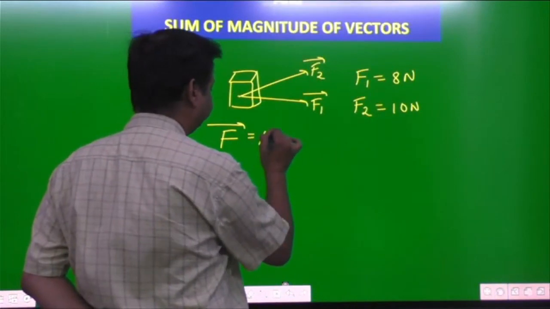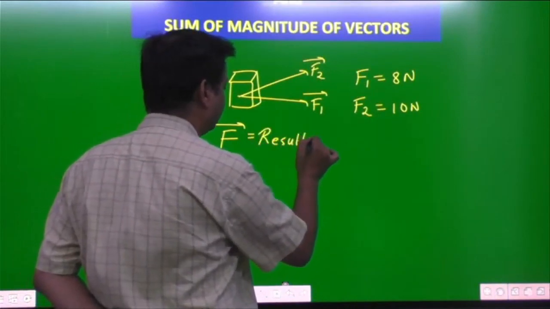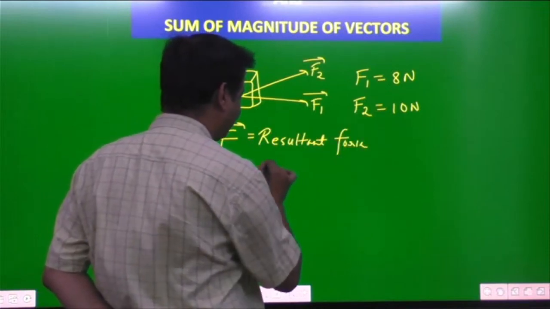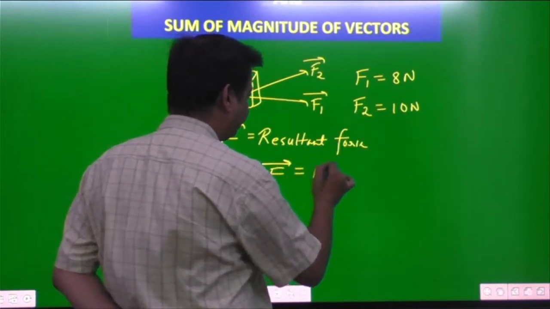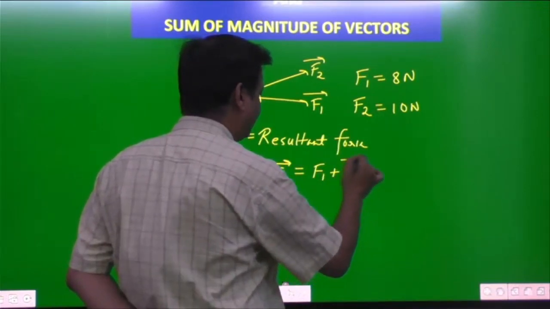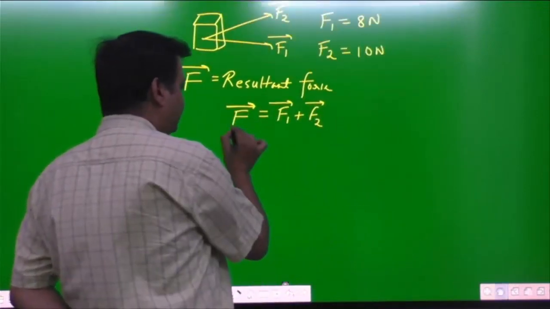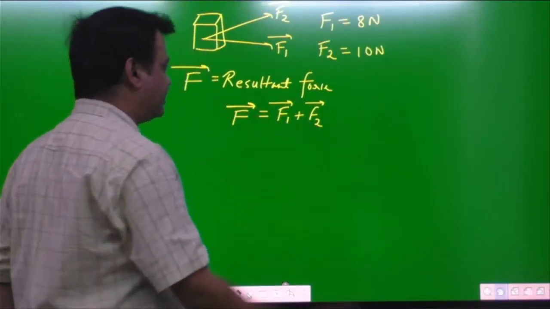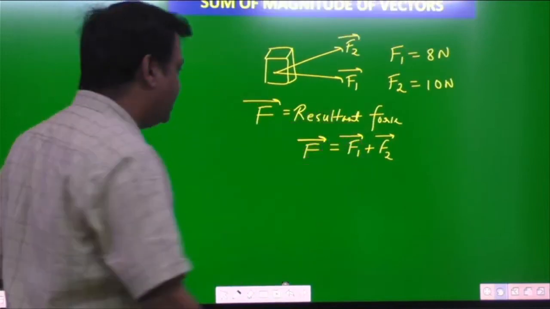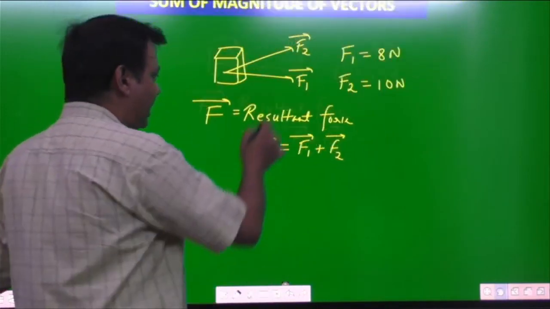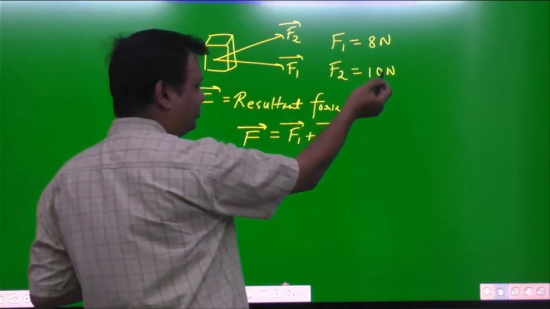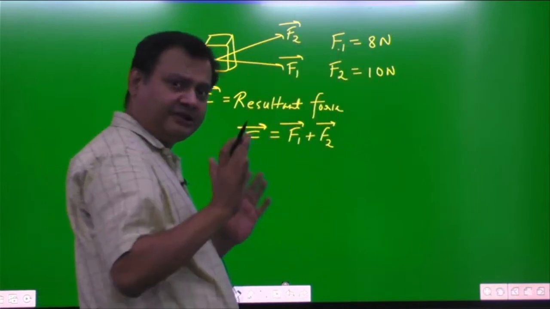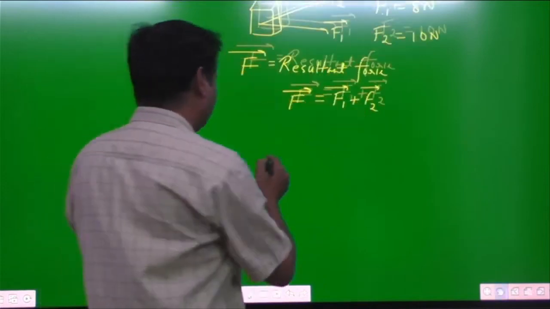F is the resultant force. So we have already seen the notation of writing. We can write vector F is the sum of two vectors, F1 and F2, correct? Now, this equation is saying vector F is the sum of two vectors. Now, if you add by simple rules of mathematics, the sum of the magnitude will be 10 plus 8. That is how much? 18.